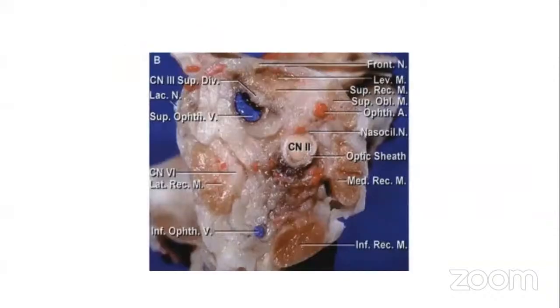So here is the anterior view of a cross section of the deeper vessels at the anterior aspect of a coronal section of the right orbit. Here you can visualize the cranial nerve 2, the optic nerve, while medial to it is the ophthalmic artery, nasociliary nerve, and optic sheath. Here is the medial rectus muscle, inferior rectus muscle, and the inferior ophthalmic vein. Here you can visualize the lateral rectus muscle, while cranial nerve 6, the abducens nerve, lies laterally.